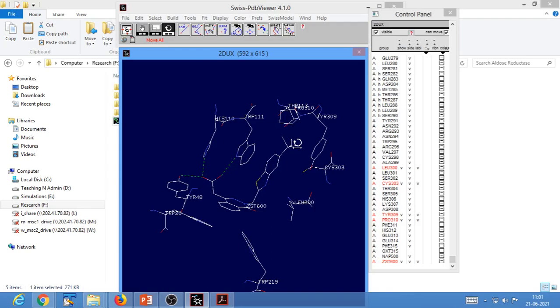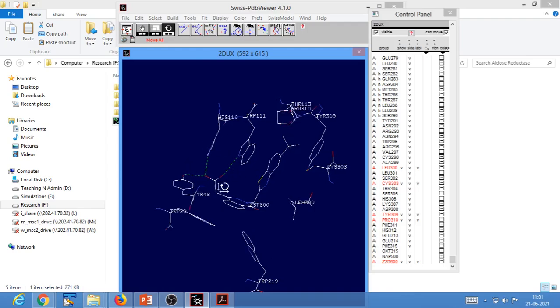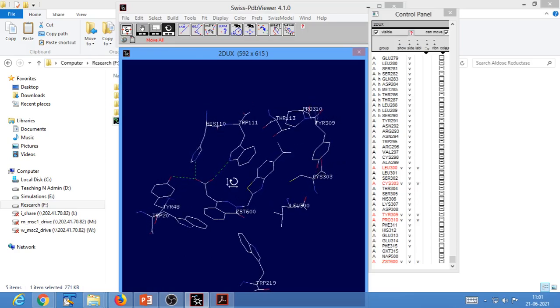Okay, so in this way, from three-dimensional structural analysis, you can determine that these might be the amino acid residues that play an important role in either catalytic activity or inhibition. Then you can design a mutagenesis experiment wherein you replace this tryptophan 111 by alanine, or this histidine 110 by alanine, what we call alanine scanning experimentation, and then test if the protein retains its functional activity or not.